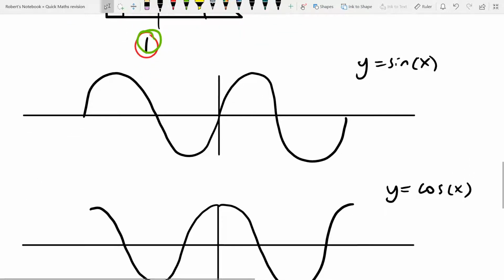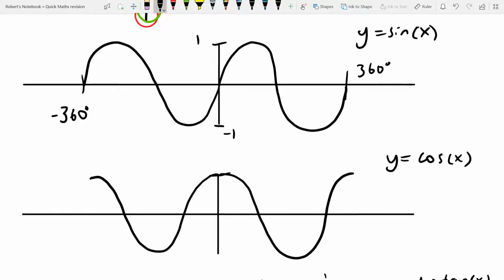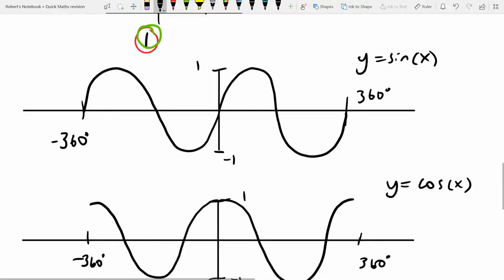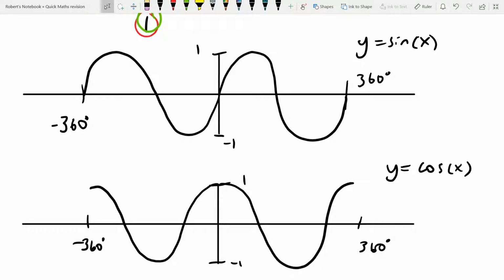And now what I'll do is I'll have a look at this here. So this graph here runs from minus 360 to 360 degrees. And it has a peak of 1 and a lowest point of minus 1. And the same goes for this graph here. It goes from minus 360 to 360 degrees. So I'll look at sine and cos first, and then we'll look at tan afterwards, because that's a little bit different. So what I'll do is I'm going to mark on every 90 degrees. So I'll do that in red, just so you can see it. So that's 0, 90, 180, 270, 360, minus 90, minus 180, minus 270, minus 360.